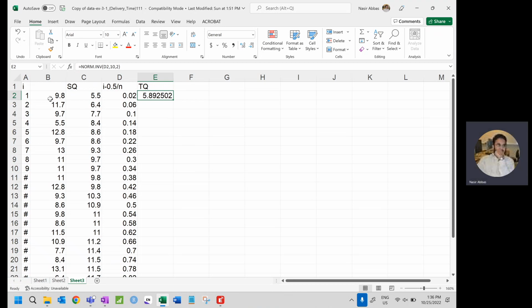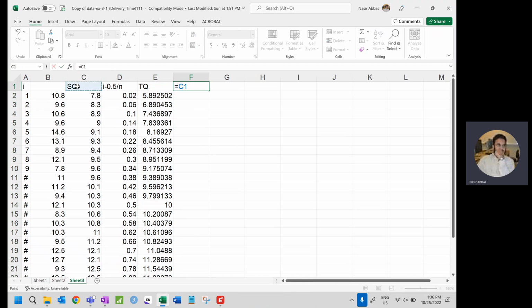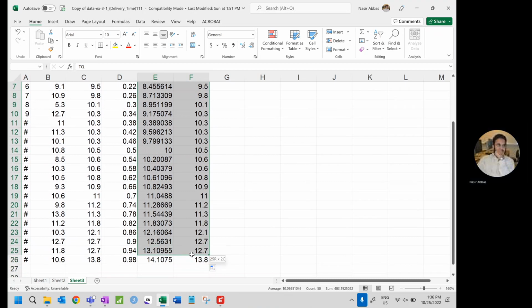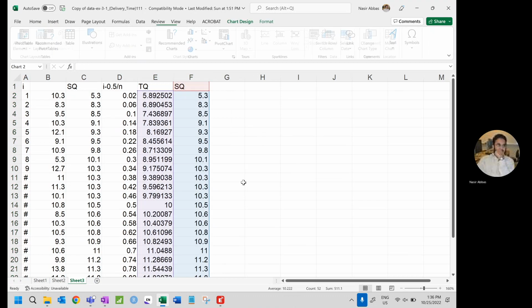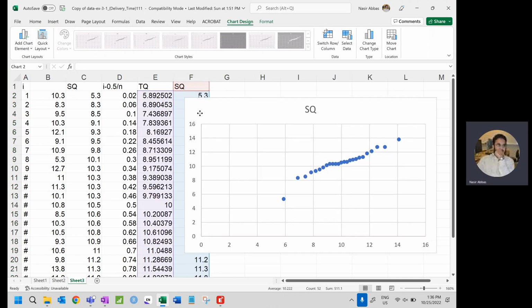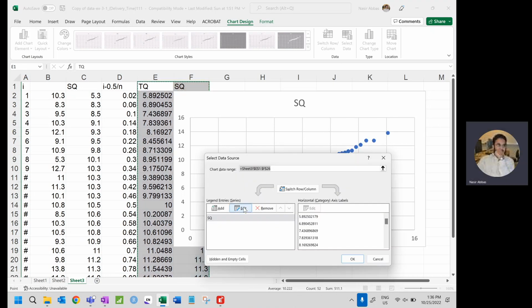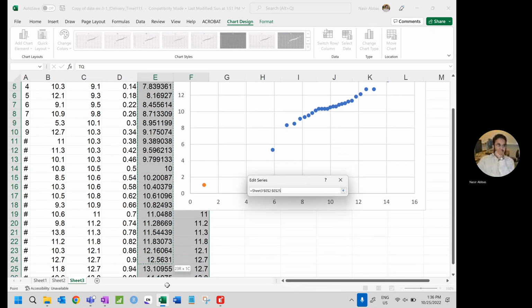Which numbers? Because every time it's changing. I can fix it if I want. So here are the theoretical quantiles, right? So what I do is I bring the sample quantiles close to theoretical and I select the two of them and plot them onto a chart. Now this is my normal probability plot, where I add a new series where the theoretical quantiles are equal to theoretical quantiles.